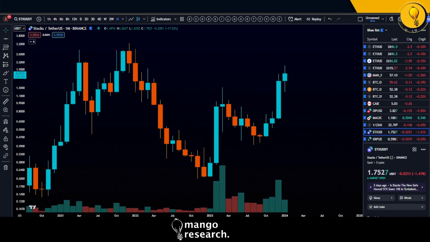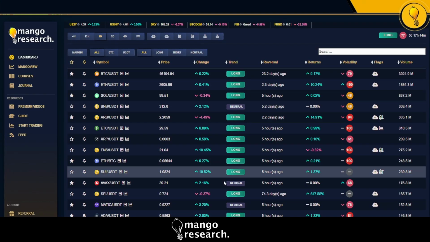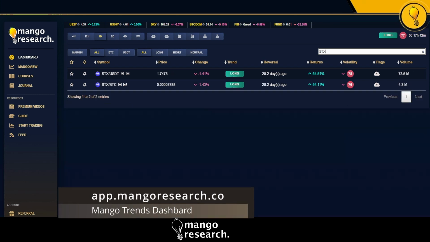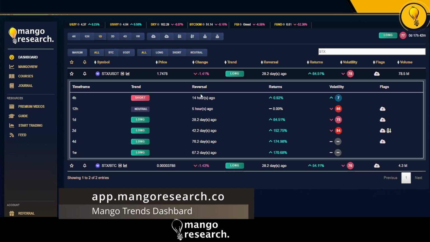Now, as an analyst, I'm always going to tell you to use your tools to your advantage. And here at Mango, we always start off with what? The Mango dashboard. Let's get into the dashboard. You guys can find this on app.mangoresearch.co. Let's go ahead and filter out Stacks. Just get into your search bar, filter out the ticker name, which is STX for us. STX USDT is what we're going to be focusing on here.